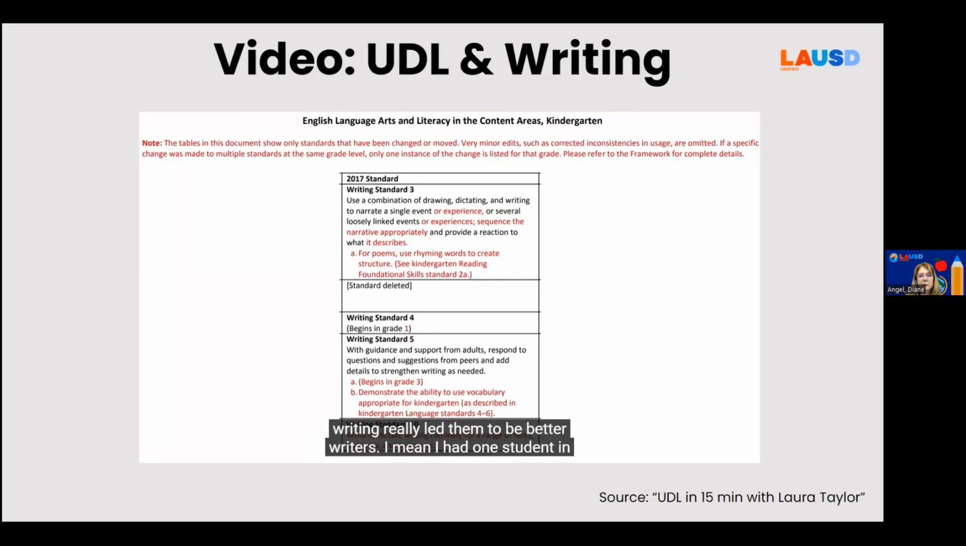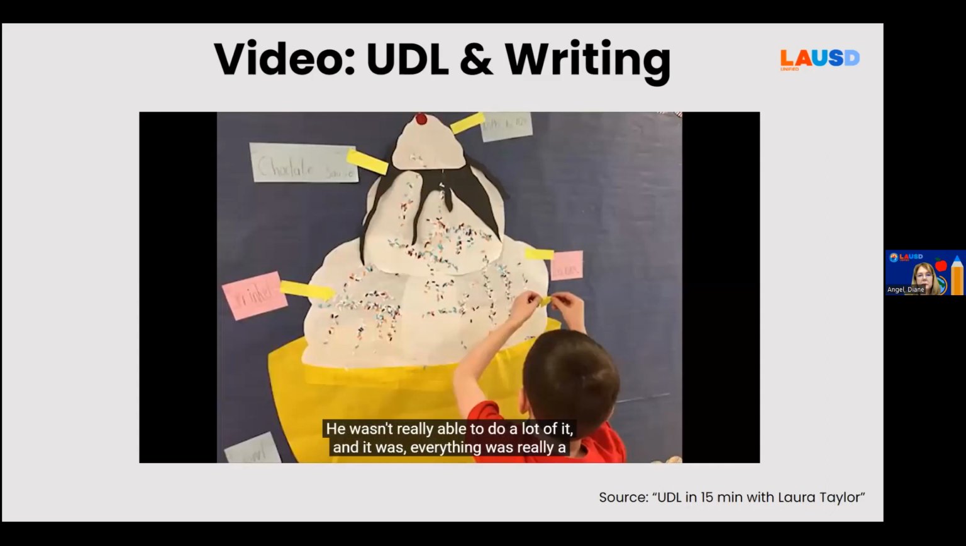I mean, I had one student in particular who struggled to do anything with writing. He didn't like it. He wasn't really able to do a lot of it. And everything was really a challenge. But there was one day he said something about liking ice cream sundaes. And so the next day I gathered materials to make a giant paper sundae. And we spread it out on the floor, and I had all the pieces. And I said, now, if I wanted to make an ice cream sundae, how would I do that?